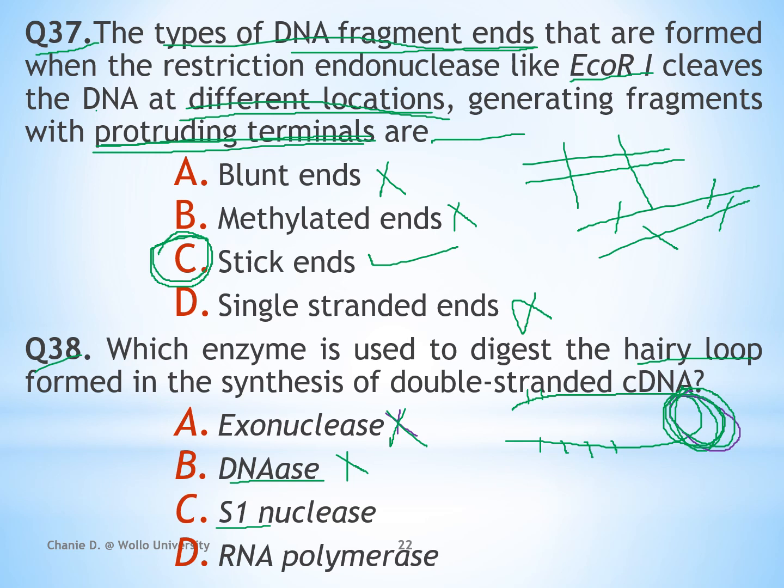So this is maybe the answer. We suspend this one. RNA polymerase is the enzyme. This is the RNA-based enzyme. Therefore, it is not for cutting such a loop. So the correct answer is C for question number 38.